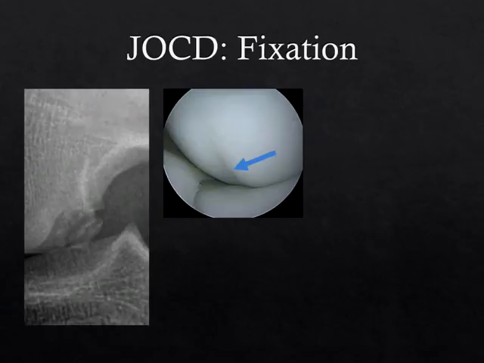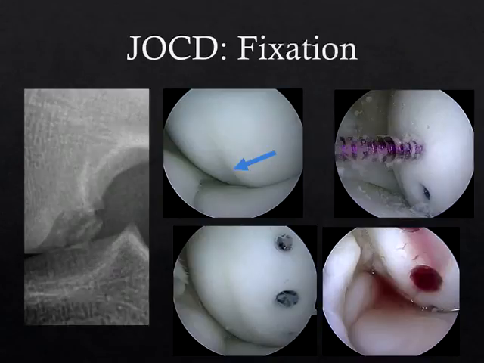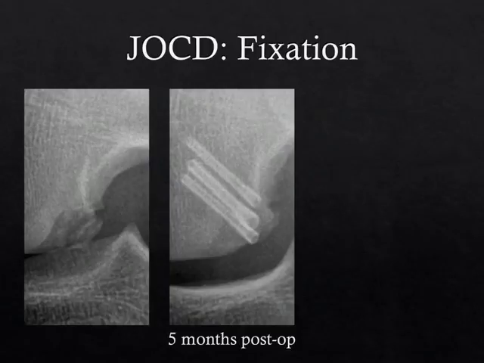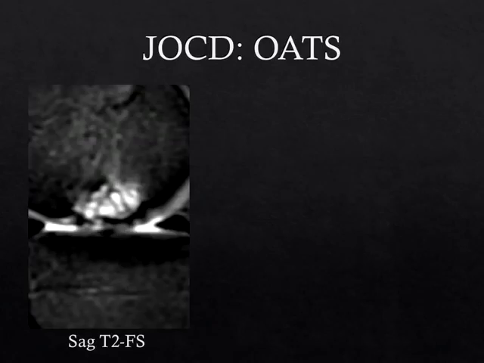So they ended up fixing the fragments in place. They drill small screws into the fragments and bury the heads under the articular cartilage, and then additionally do a microfracture to promote healing. And then, so this was 5 months post-op. You can see those 3 screws in place. The fragment is ossifying more solidly, and then 6 months post-op, they removed the screws, and it's basically back to a normal contour.